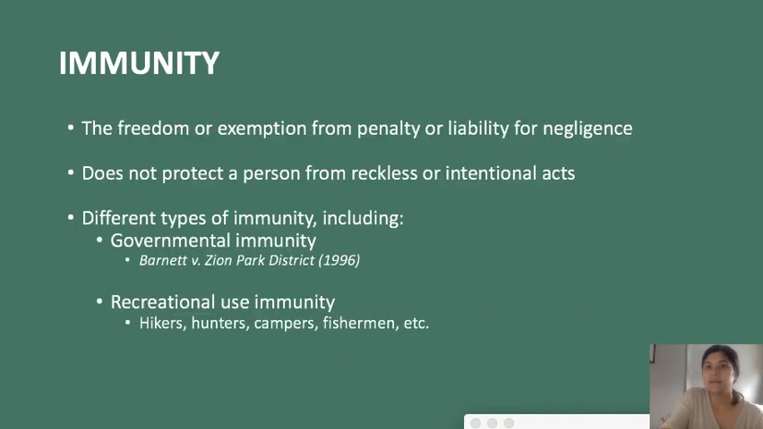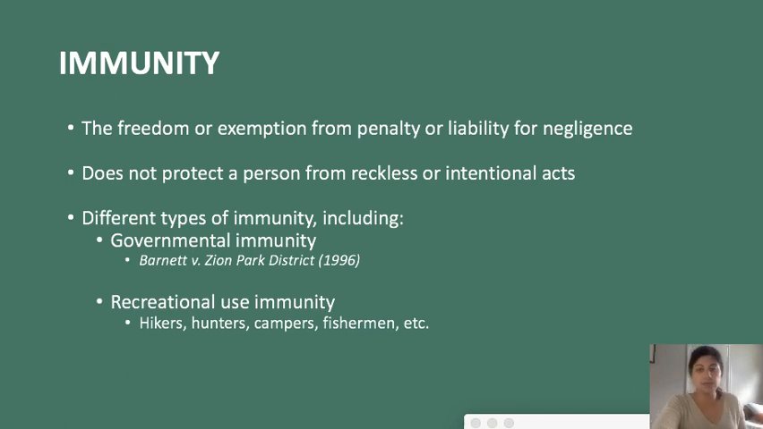Okay, our next potential defense for a recreation practitioner would be this concept of immunity. And immunity is kind of a generic term that means exemption from penalty or liability. In the context that we're looking at it, basically we're talking about exemption from penalty in a negligence case.